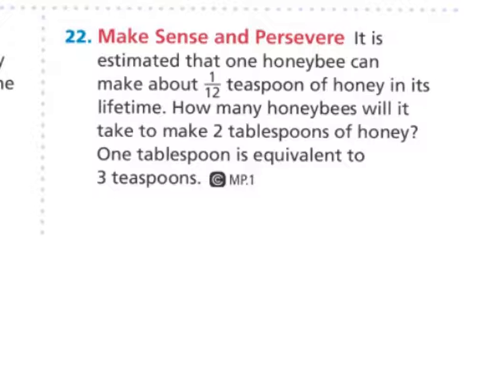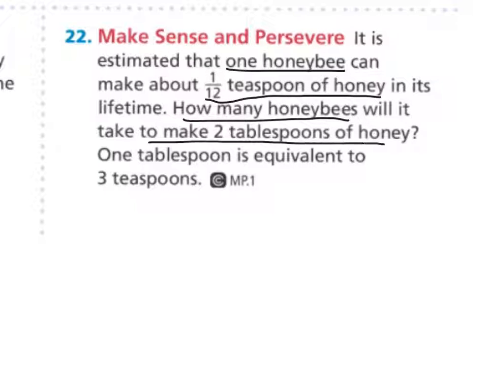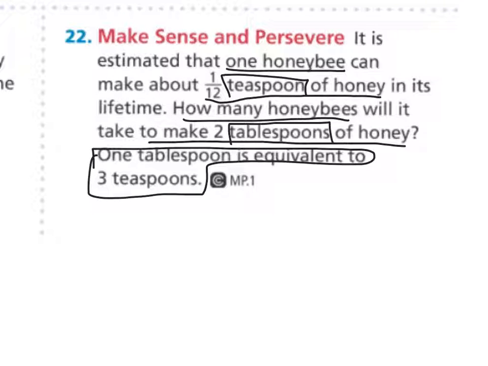Number 22, it is estimated one honeybee can make about 1/12 teaspoon of honey in its lifetime. How many honeybees will it take to make 2 tablespoons of honey? 1 tablespoon is equivalent to 3 teaspoons.